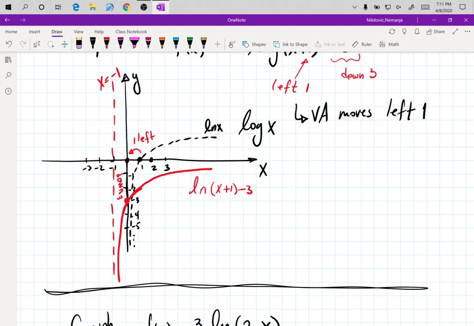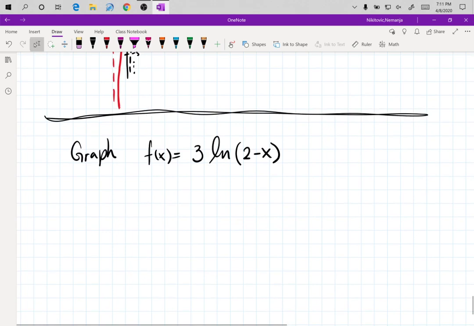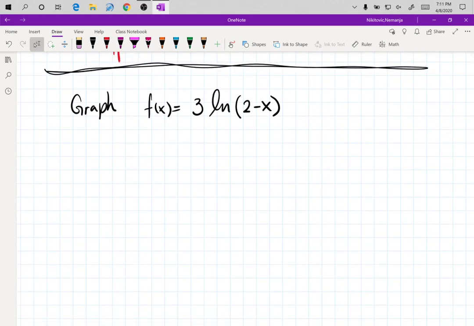Okay, so now that we fixed this problem, which had 2 shifts, one to the left and one down, and thank you for pointing that out, let's go and deal with reflections. Now, this one doesn't look like it has a reflection, but it does, right? See, it's negative x. So that's a reflection on y. So negative x is a reflection on y.